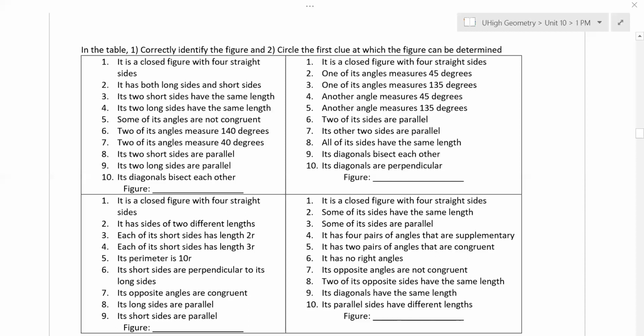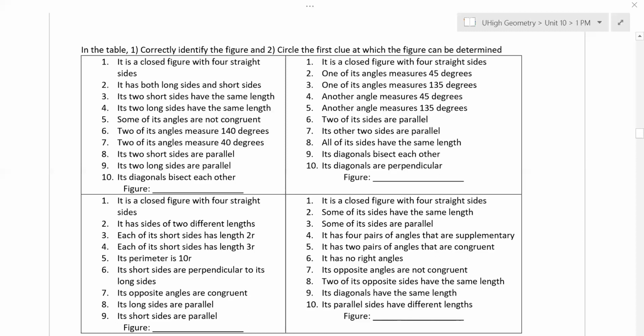All right, number 5 says some of its angles are not congruent. So really that means that not all 4 are congruent. This one cancels out having it be a rectangle, because if it was a rectangle, all 4 of our angles would be congruent.